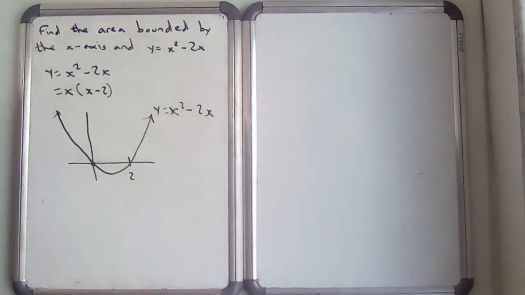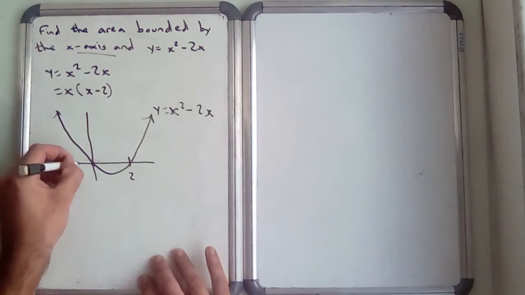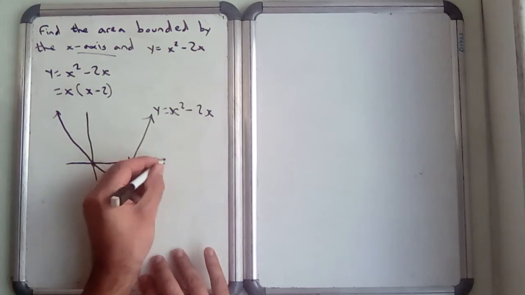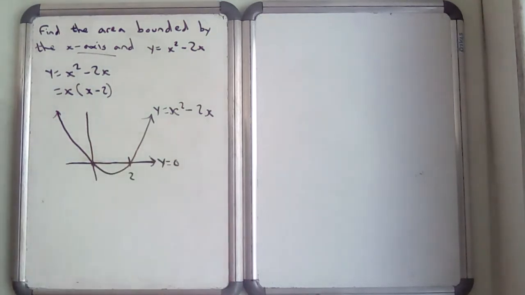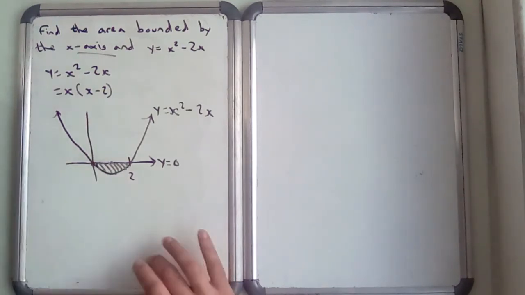The other graph, or the other line, is the x-axis, which you can think of as the line y equals 0, just like that. So that can be y equals 0. And we want to find the area bounded between these two lines. So the area bounded is this bit here.